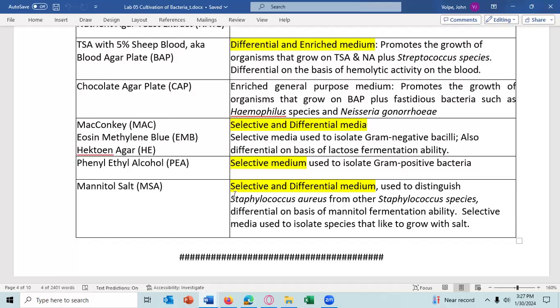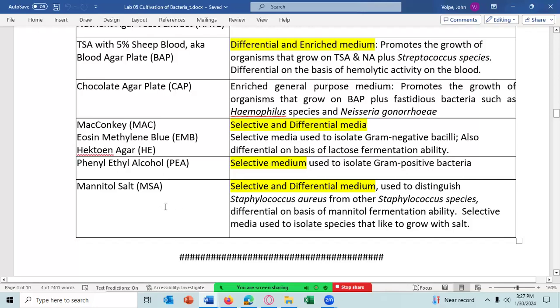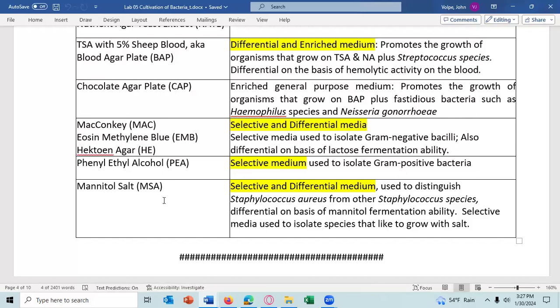Mannitol salt agar has 7% sodium chloride added to it. And so if the organism grows on mannitol salt agar, then that organism can tolerate a high level of salt. There are a couple of families that will grow in the high salt, but one family is Staphylococcus. It grows well on mannitol salt agar plates.